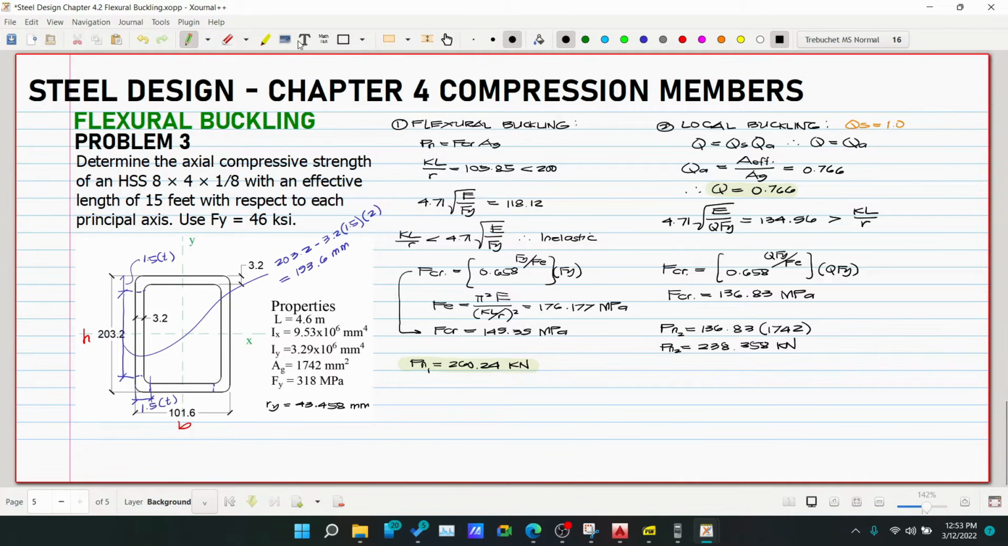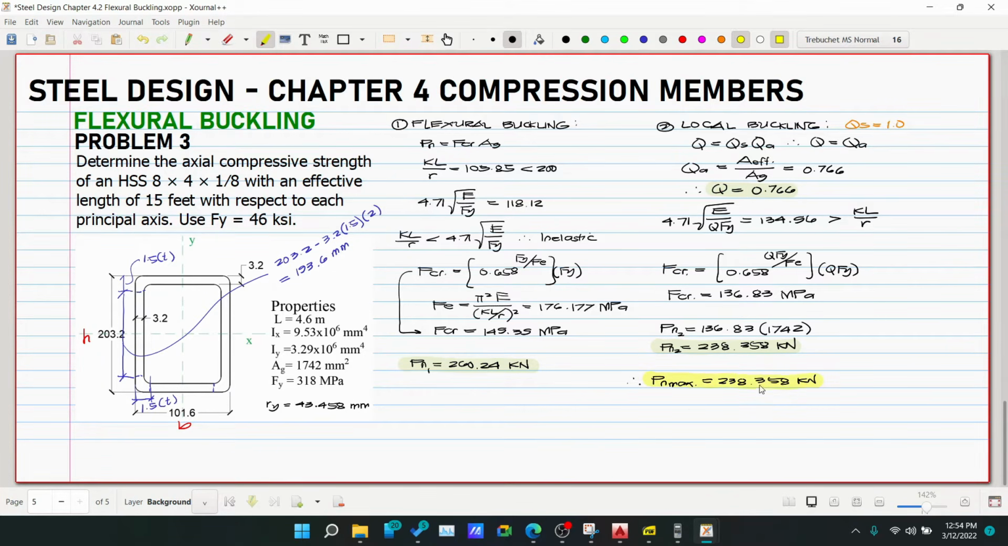Kilonewton. Okay? So, nagkaroon na tayo ng dalawang strength: sa flexural buckling at sa local buckling. Nakita natin na mas maliit yung sa local buckling. So, ang mag-govern sa failure natin is yung sa local buckling. Therefore, ang ating Pn, maximum or yung safe na nominal compressive strength for our member, is 238.358 kilonewton.